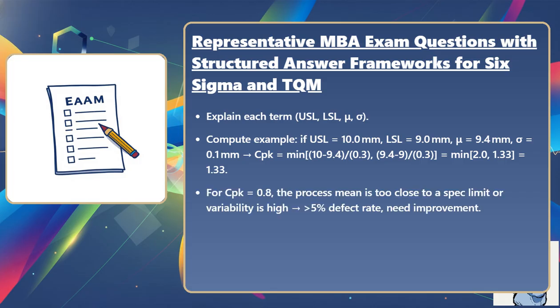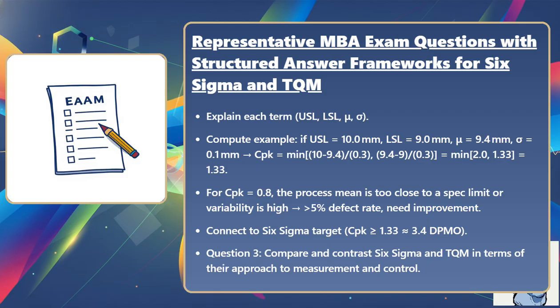For Cpk equals 0.8, the process mean is too close to a specification limit or variability is high, greater than 5% defect rate, need improvement. Connect to Six Sigma target: Cpk greater than or equal to 1.33, approximately 3.4 defects per million opportunities.